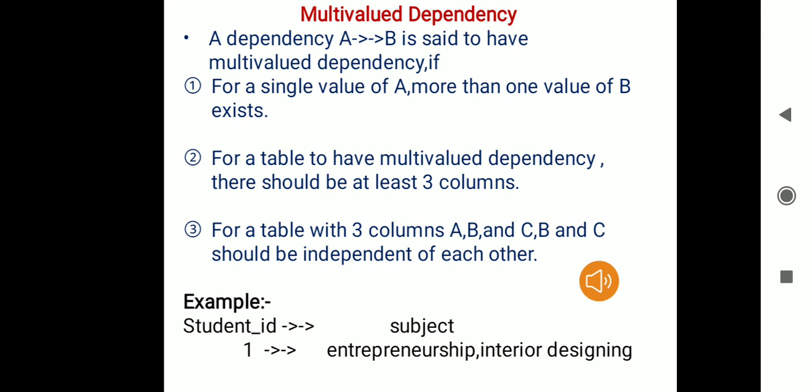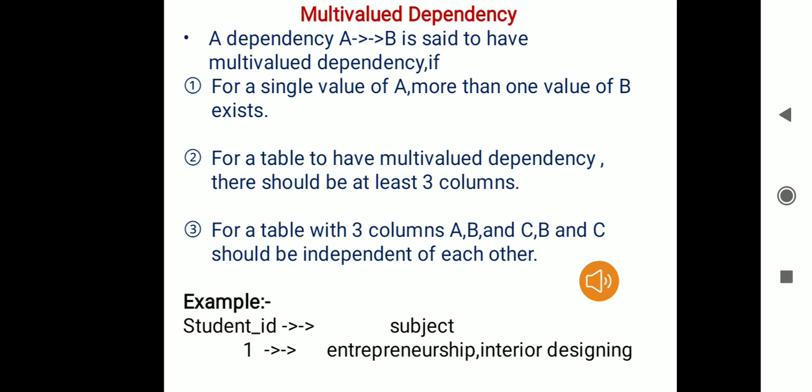A dependency A determines B, as shown by two pointed arrows from A to B. A dependency A determines B is said to have multivalued dependency if, first, for a single value of A more than one value of B should exist; second, for a table to have multivalued dependency there should be at least 3 columns; and third, for a table with 3 columns A, B and C, the columns B and C should be independent of each other. If it satisfies all these 3 points, the table will have multivalued dependency.